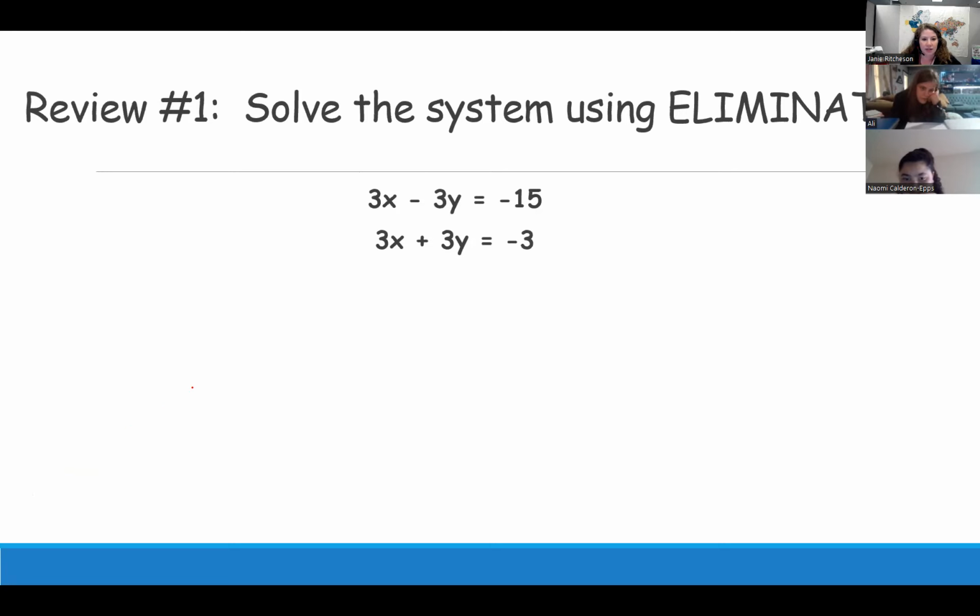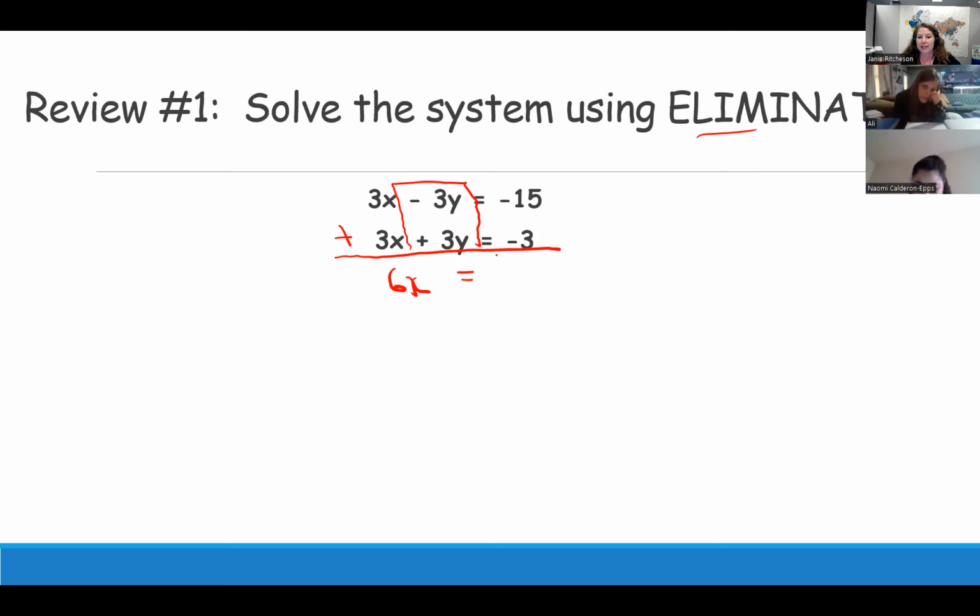All I'm going to do is put a plus symbol right here, and then I'm going to combine like terms. So I have 3x plus 3x, and I get 6x. And then see what happens here. Negative 3y combined with positive 3y is 0. So basically our y's are eliminated. That's why we call it elimination. We want to eliminate one of the variables, and the way these equations are written, the y's cancel each other out.